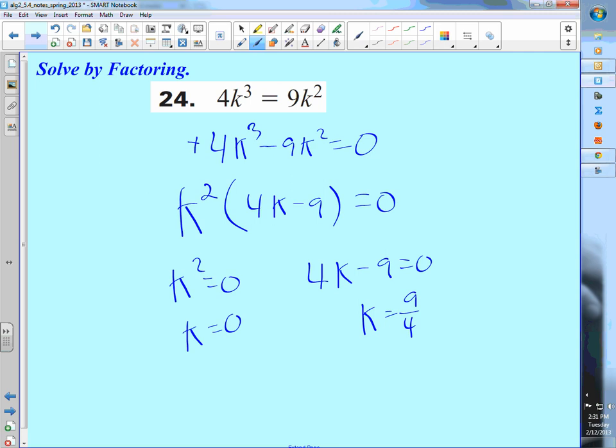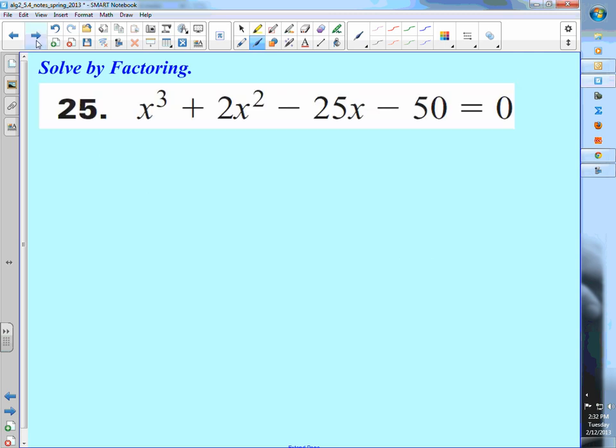It doesn't always work, though, I'm telling you right now. Because sometimes you're going to get only one solution, and the other two solutions are imaginary. So be it. Nothing you can do right now about that. Okay? Again, we want to start equal to 0.